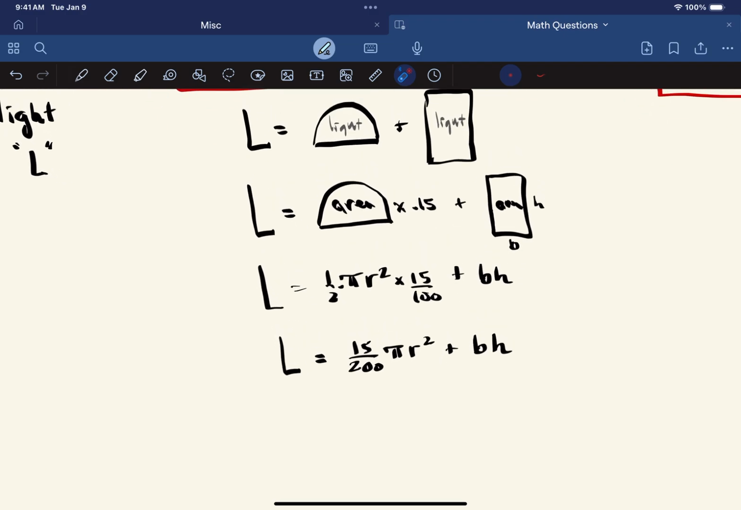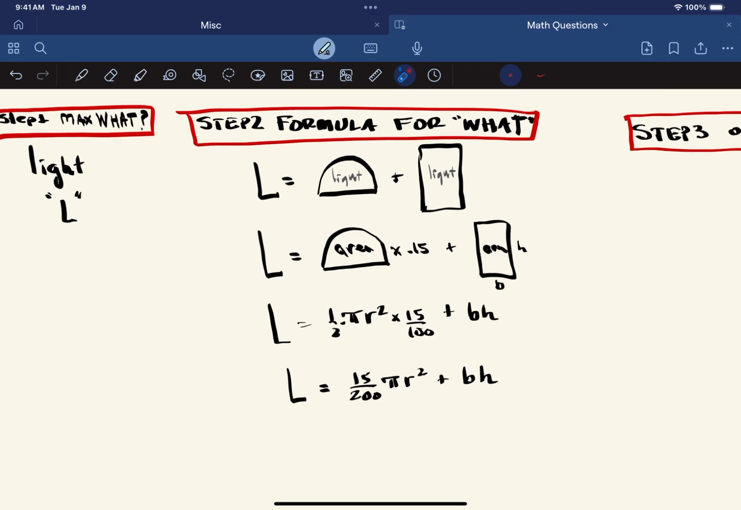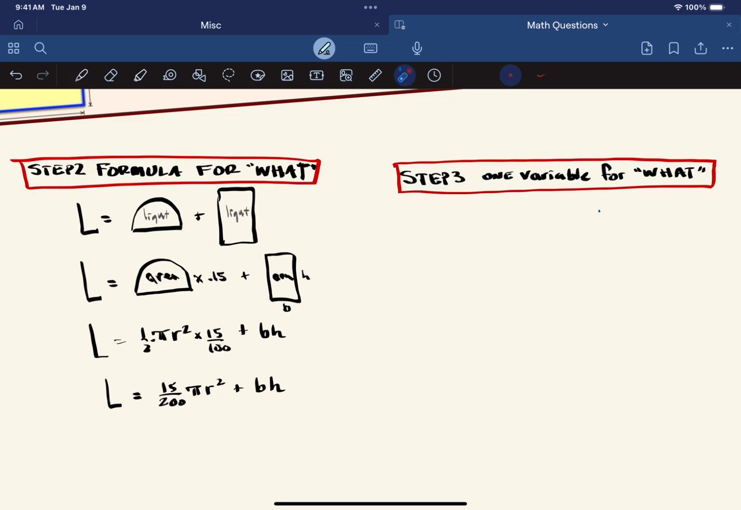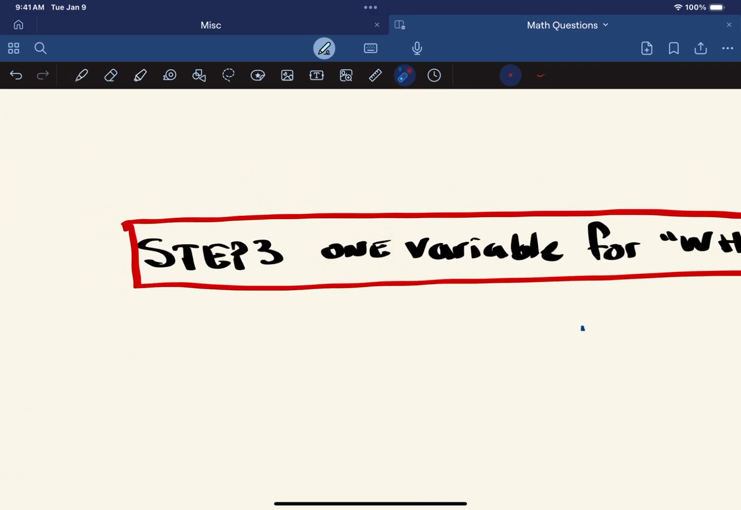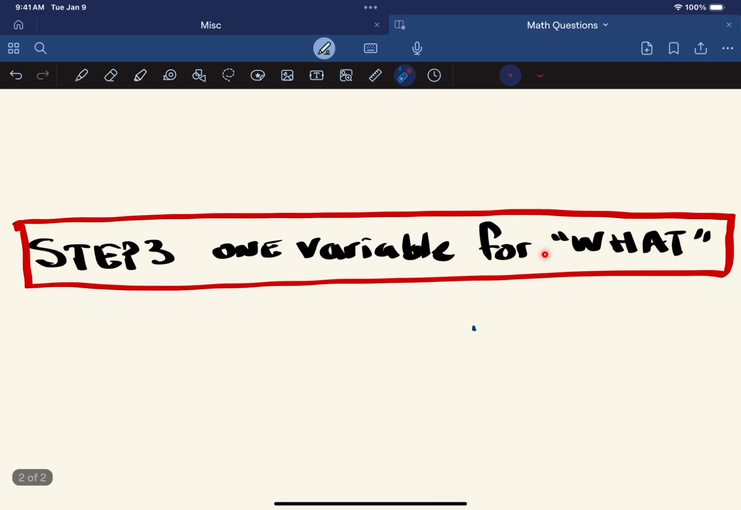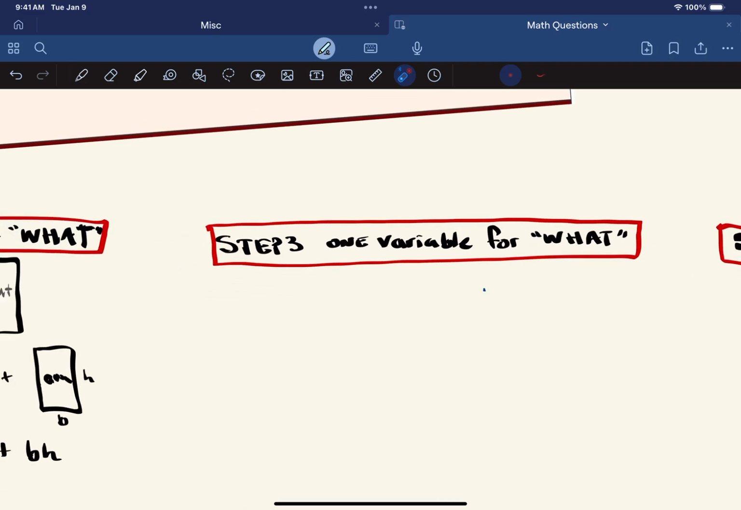The light, it's a more or less decent formula, except we've got some issues here. If you count the number of variables, I can see R, B, and H. That's too many variables. That's three of them. Now, like I said, you may have fun with some of this stuff in Calc 3, but this is Calc 1. We're trying to keep it to just one variable. So this part right here is super, super important. I want only one variable for the thing that we're trying to optimize.